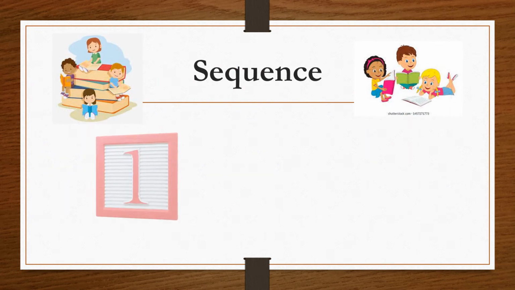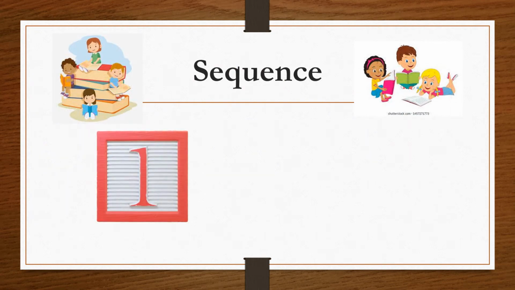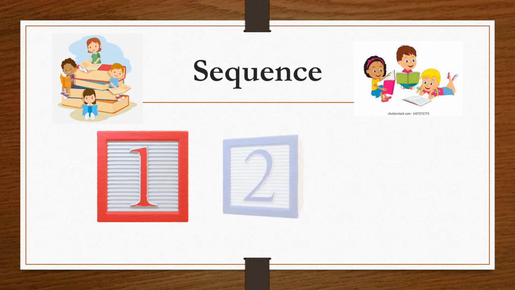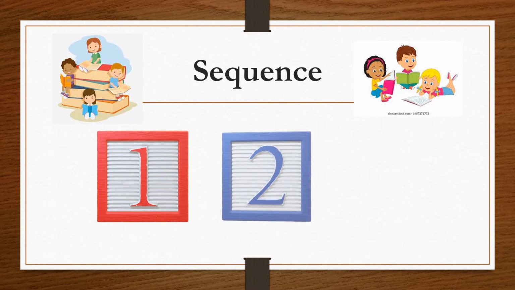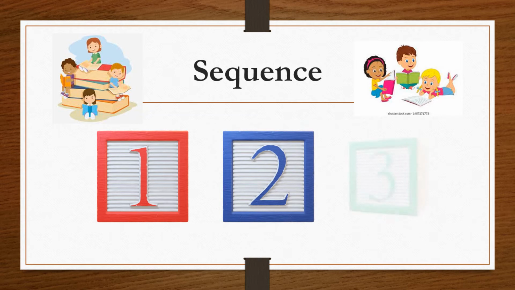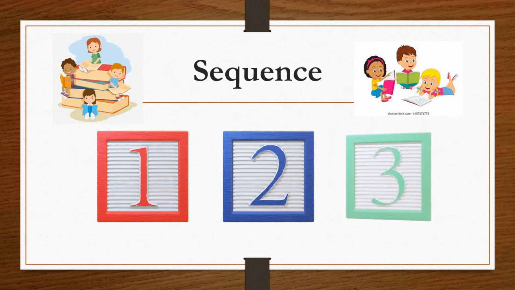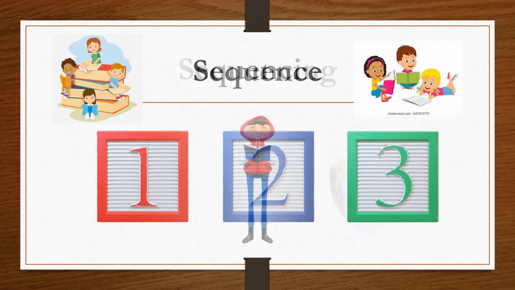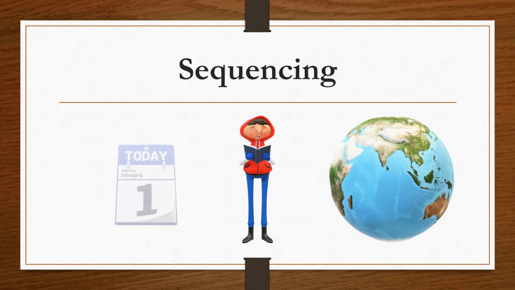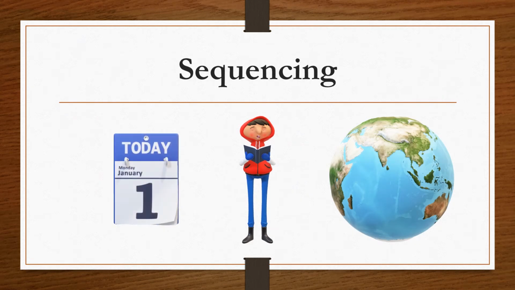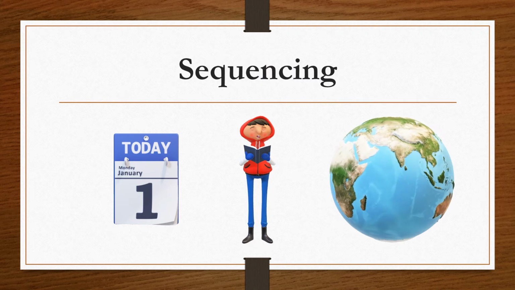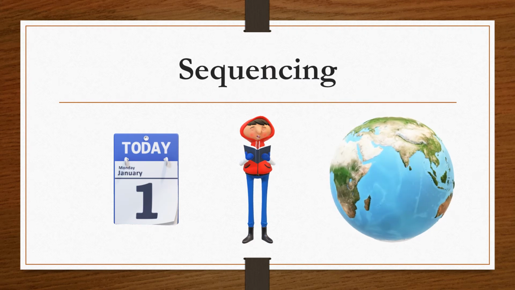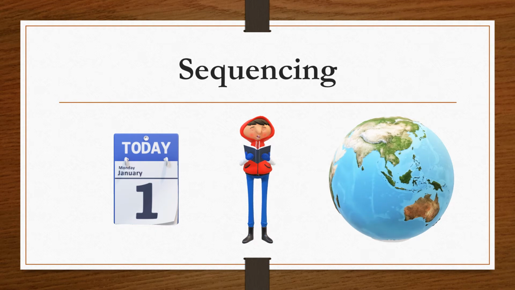Before we begin our lesson on writing a fictional narrative, let's take a look at the sequence. What is sequence? Sequence is the order of events in a story. Sequence ialah urutan peristiwa di dalam cerita. Sequencing is putting the events in a story in the order in which they took place. Sequencing ialah meletakkan peristiwa dalam cerita mengikut urutan kejadian.